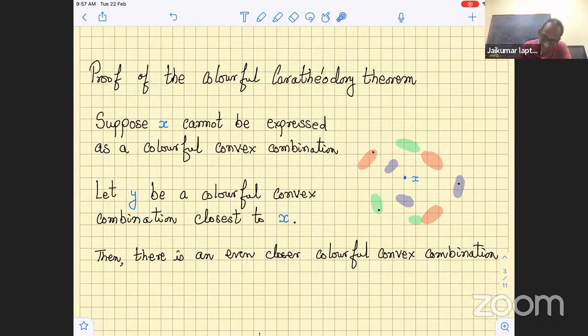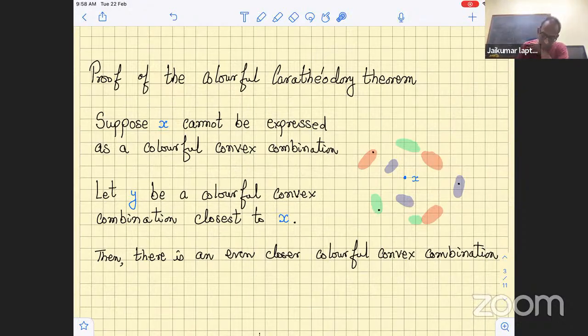Now maybe it cannot be. So let's assume it cannot be, and let us look at all colorful combinations. You look at one point here, one point here, one point here, and one point here, and see all the points that you can produce. And similarly, all those points you can produce. So look at that space of all those points that you can produce by taking d+1 points, one of each color. And somehow your X is outside of that set.